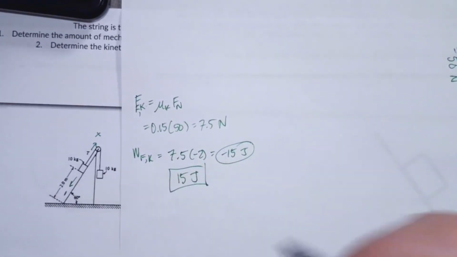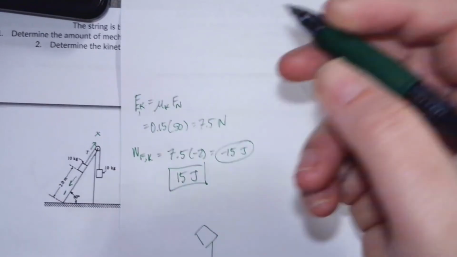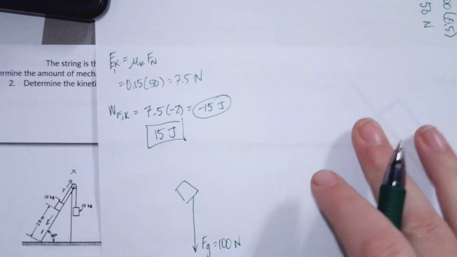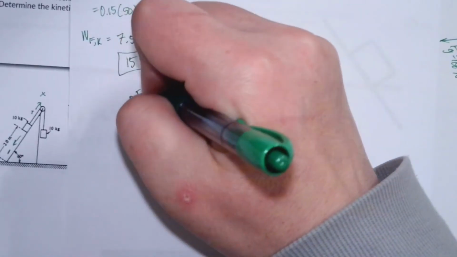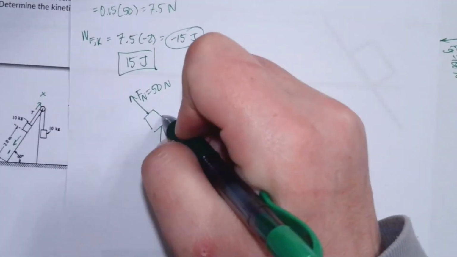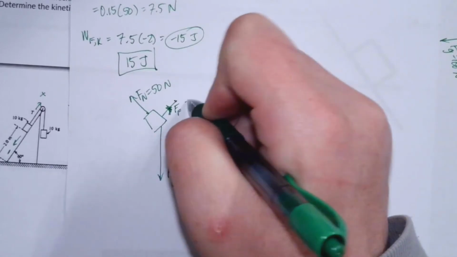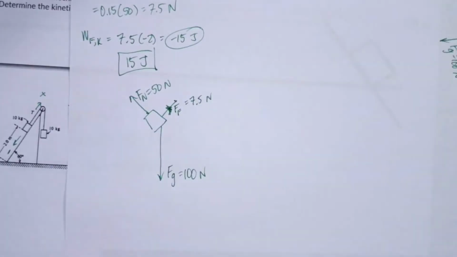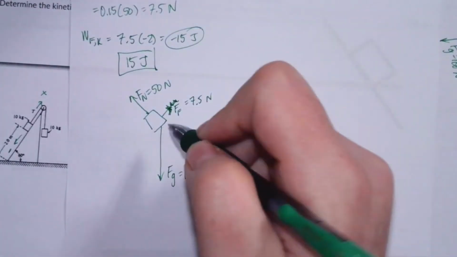So let's draw the free body diagram of this. We've got Fg, which is 100 newtons. We've got normal force, which is 50 newtons. We've got force of friction, which we calculated to be 7.5 newtons. And again, that's kinetic, not the static force of friction that we had earlier. All right, that's the whole free body diagram.